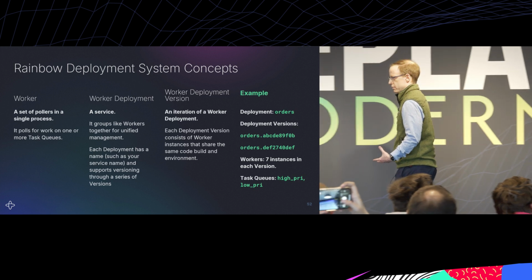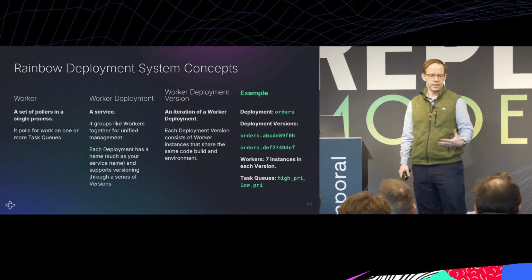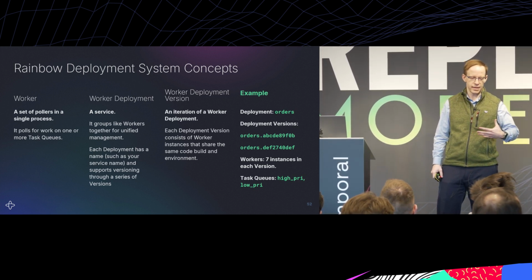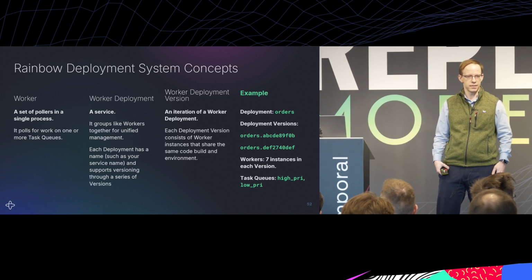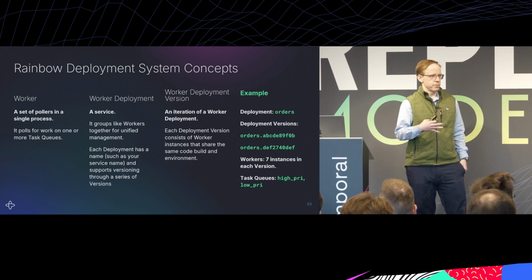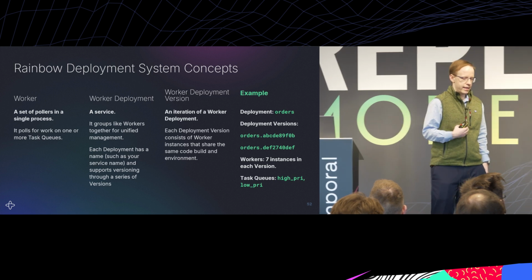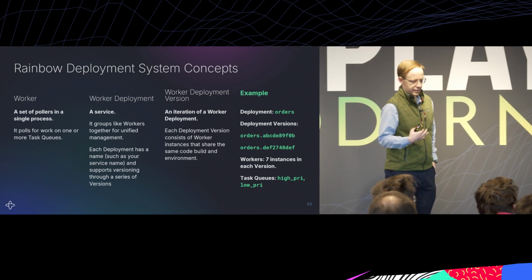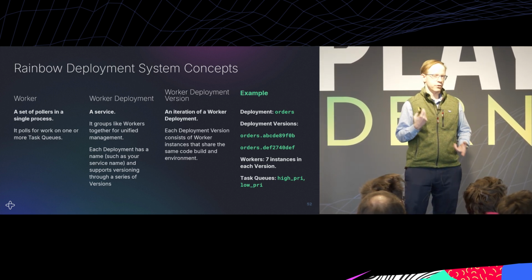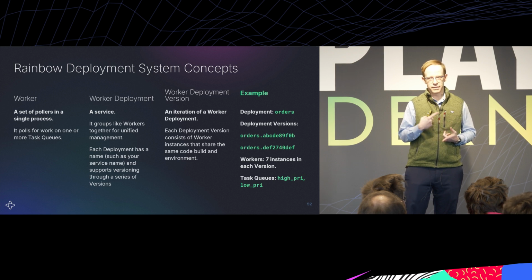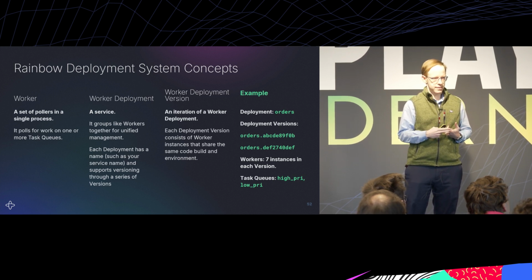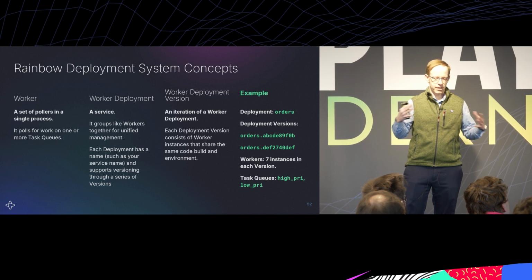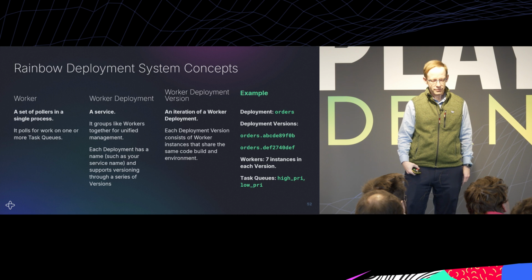This is a new abstraction that we're introducing that corresponds to a service, and it groups workers that are going to be running the same workflows and activities. Worker deployments can be versioned, and a deployment version would basically be a snapshot of a version of the code, plus a set of environment variables plus your service. That all gets combined into a deployment version.